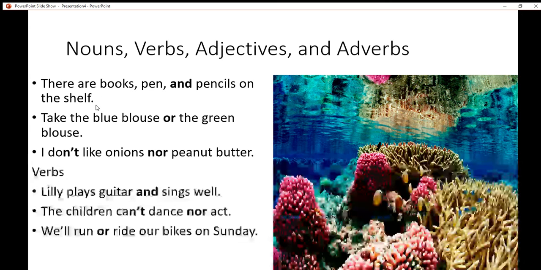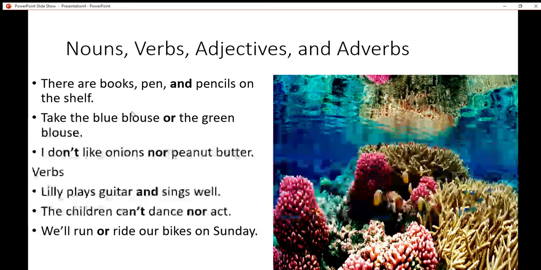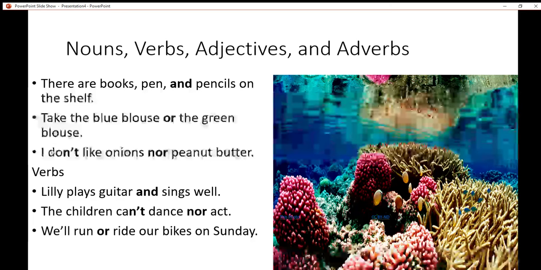So we know that blouse is a noun and green blouse is a noun also. And we're going to use the word "or" as the conjunction to combine the sentence to become one. And it says, I don't like onions nor peanut butter. So it says before that nor can be used for negative sentences. Nor is used to help combine a sentence, saying that this person does not like onions or peanut butter.